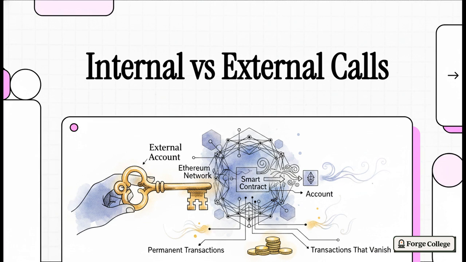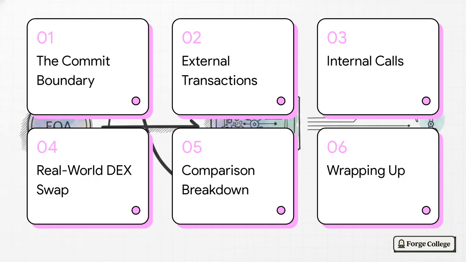Okay, let's just dive right into this, because understanding the origin of a state change on Ethereum is basically the master key. It's how you figure out why some transactions stick around permanently and why others just seemingly vanish into thin air. Here's our agenda for today.